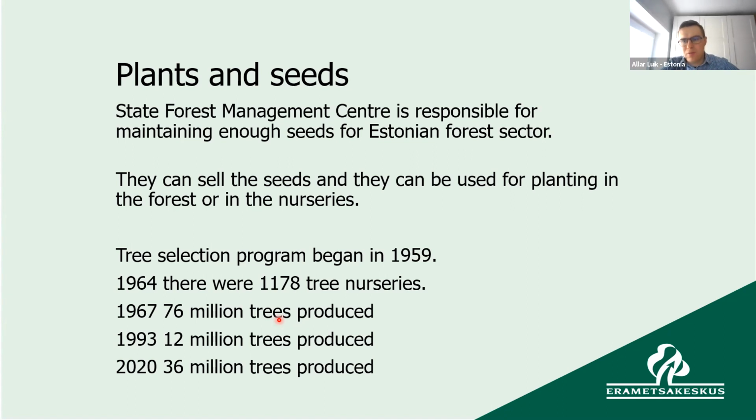However, again, when the Soviet Union collapsed, the forest management organizations that worked under the Soviet Union ceased to exist. In 1993, we had only 12 million trees produced in local nurseries. Nowadays, this number has grown again, and we had 36 million trees produced in Estonia in 2020. I do think that we need a little bit more trees because we are importing a little bit, and this number will probably even out when it reaches about 40 to 50 million per year.